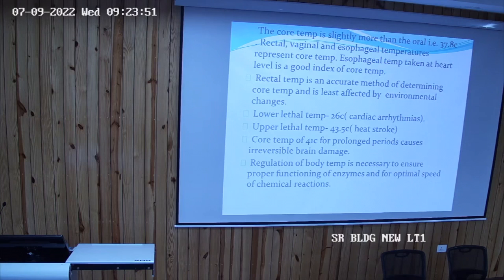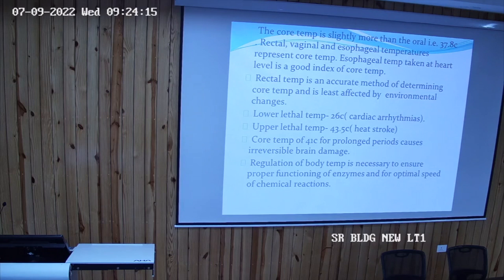Lower lethal temperature is the temperature beyond which the body cannot survive. The value of the lower lethal temperature is 26 degrees centigrade. The upper lethal temperature is 43.5 degrees centigrade. What will happen in both conditions is just an example. At lower temperatures, it will result in cardiac arrhythmias.